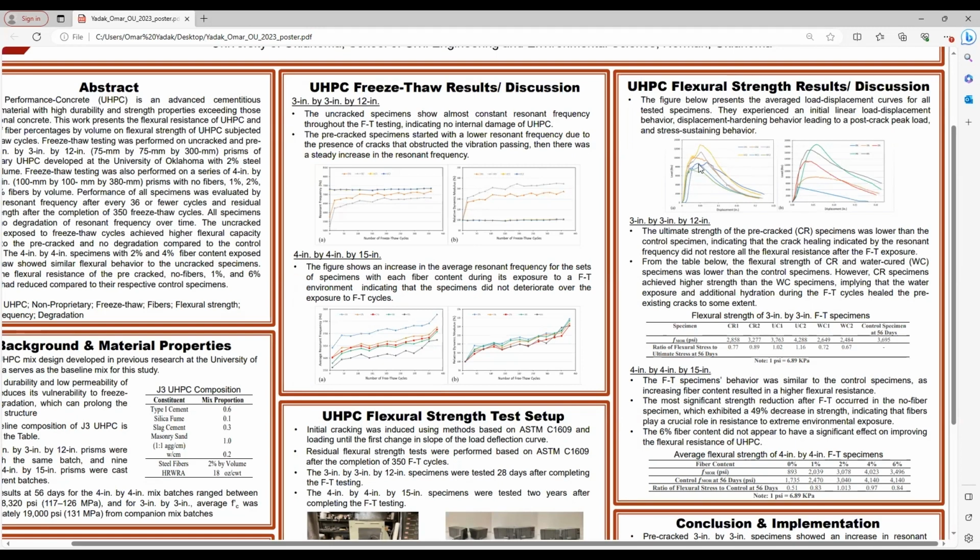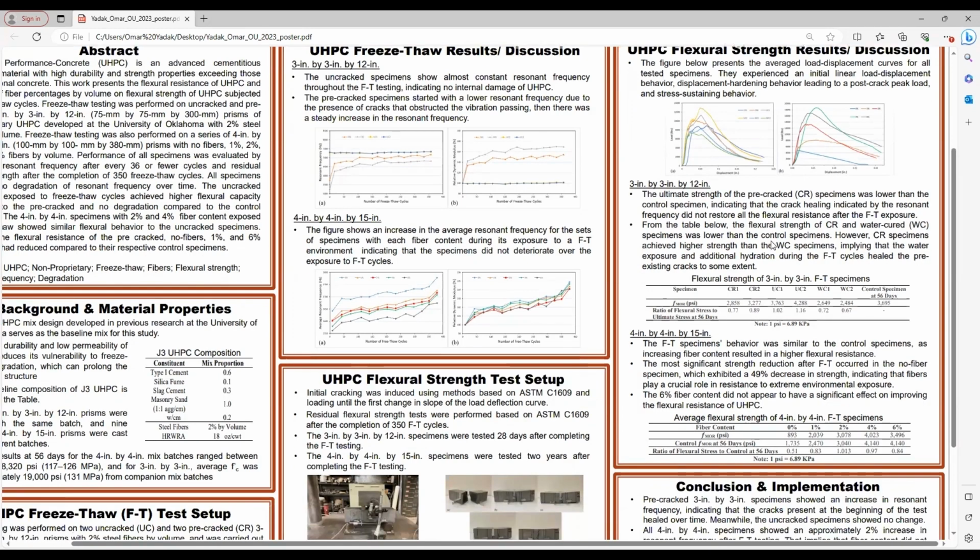For the flexural resistance results of the 3x3, from the table below, the flexural strength of pre-cracked and water-cured specimens was lower than the control specimens, but the uncracked specimens had similar strength, meaning that the freeze-thaw did not really have a significant effect on the strength. For the 4x4, from this table, the behavior of the strength was similar to the control specimens. An increasing fiber content resulted in a higher flexural resistance. The most significant strength reduction was for the no fiber specimen, which was a 49% decrease in strength, indicating that the fibers play a crucial role in resistance to extreme environmental exposure.